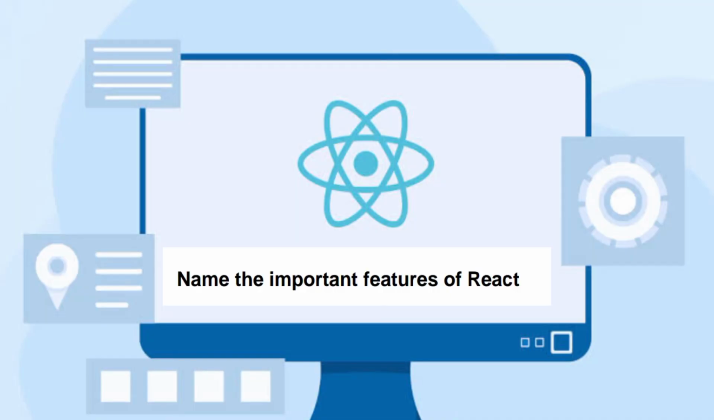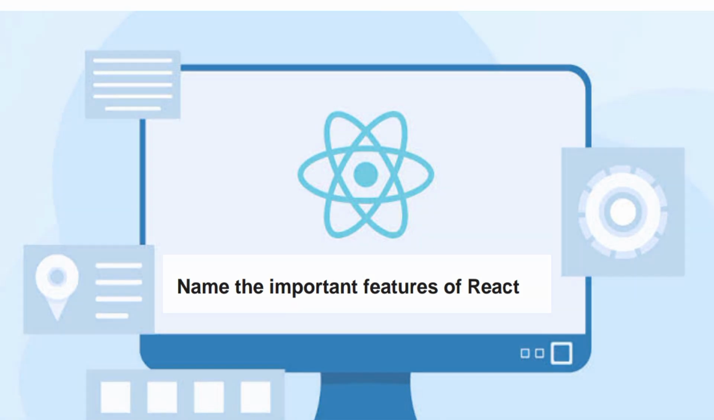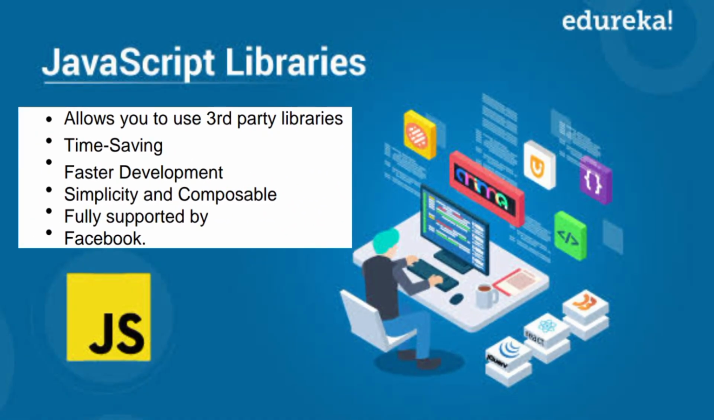Now sixth question is, what are the different features of React.js? There are many features in React.js. It allows the use of third-party libraries, saves time, enables faster development, offers simplicity and composability, and is fully supported by Facebook. So these are some features of React.js.